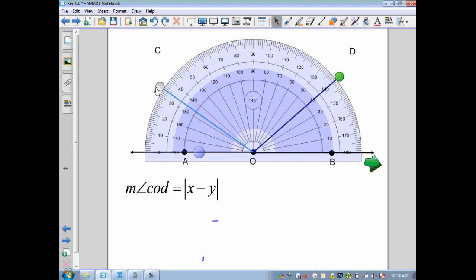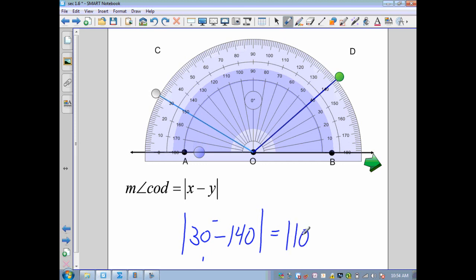Let's say I move OC to 30 degrees, but leave OD still at 140. Then, using the protractor postulate would mean I find the value of X, measuring from OA, this is going to be 30 degrees, minus, still measuring from OA to OD, still at 140. 30 minus 140 is going to give me a negative 110. The absolute value is 110 degrees. This is the measure of angle COD.